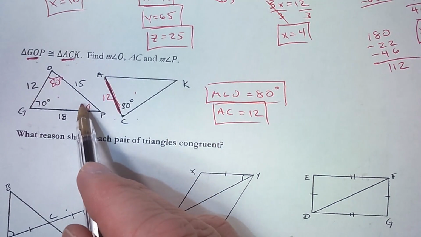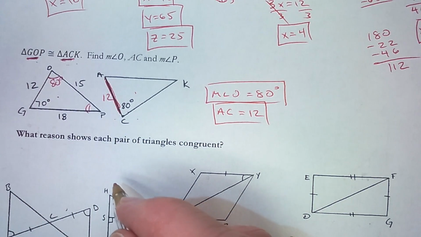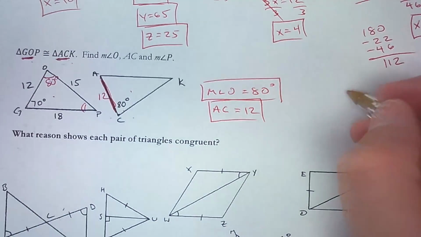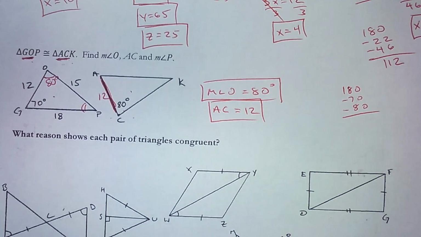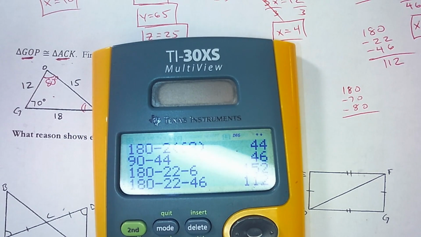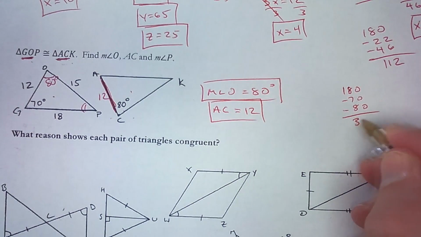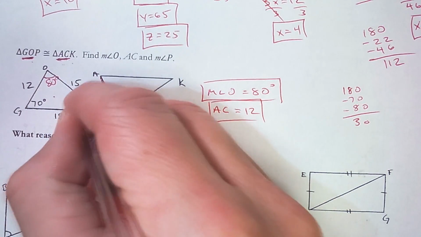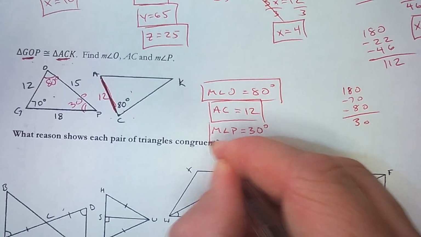Okay, then for the measure of angle P, I have a triangle here with a 70 and an 80. If I take those two away from 180, the triangle is always 180 total. So 180 minus 70 and 80, and that is 30. So angle P is 30 degrees. So the measure of angle P is 30 degrees.